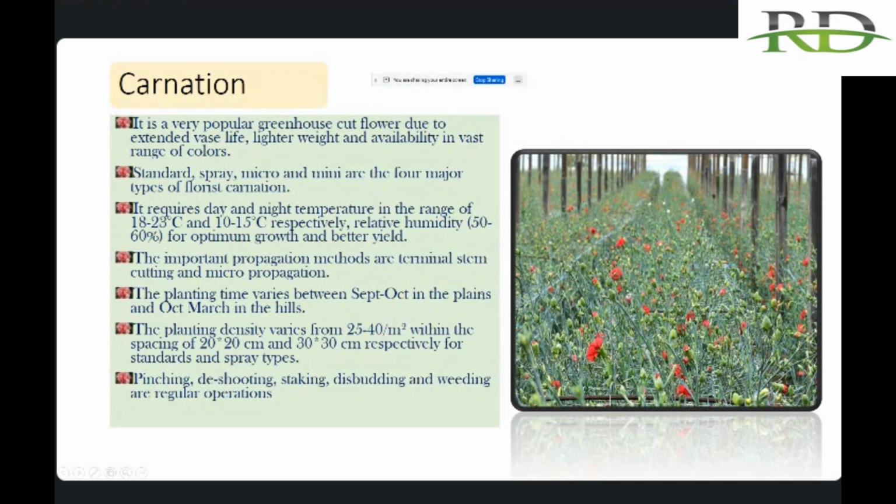The planting time ideally should be in the month of September to October in the plains and October to March in the hills. These plants are planted at a spacing of 20 by 20 and 30 by 30 centimeter respectively for the standard and the spray types. Other practices which can be done in carnation are pinching and de-shooting, staking, disbudding, and weeding as regular operations.